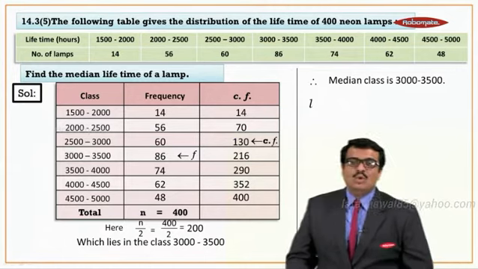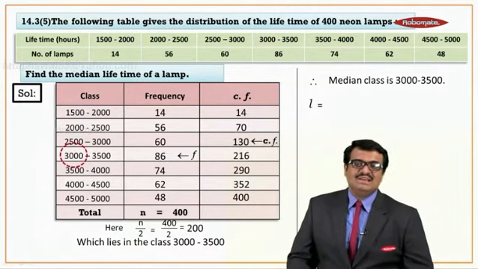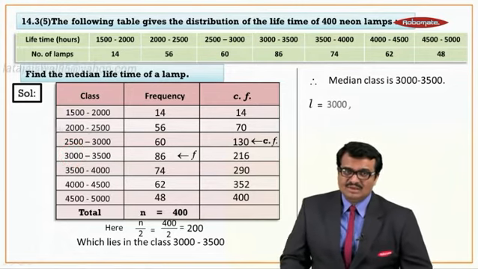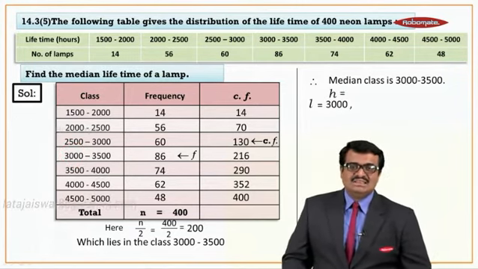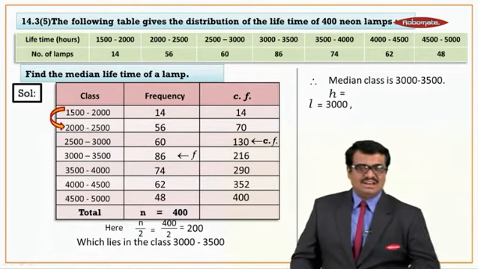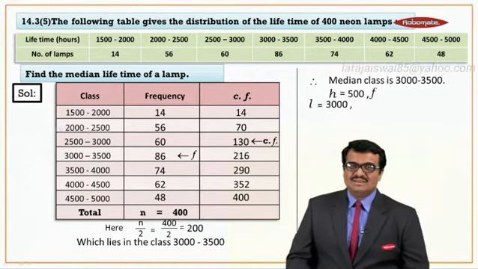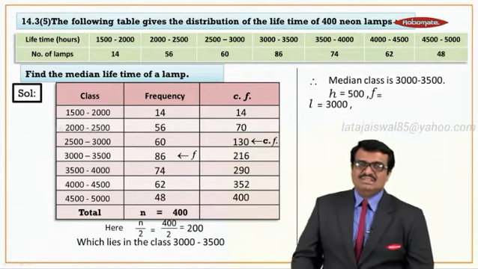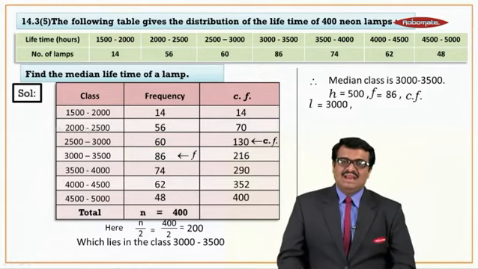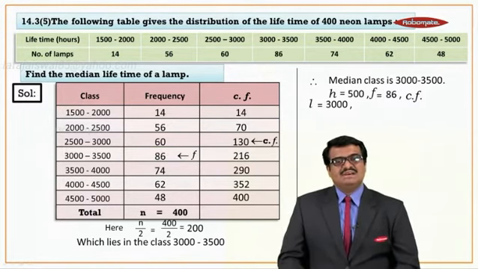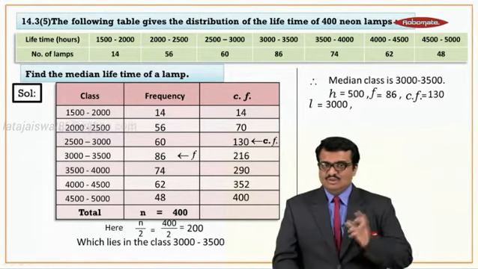l is the lower limit of the median class. How much is the lower limit of the median class? 3000. Then h, width of any class, by subtracting two consecutive lower limits, it is 500. Then f, frequency of the median class, is 86. And then CF, cumulative frequency of the class preceding the median class, is 130. So all the values we have noted now.